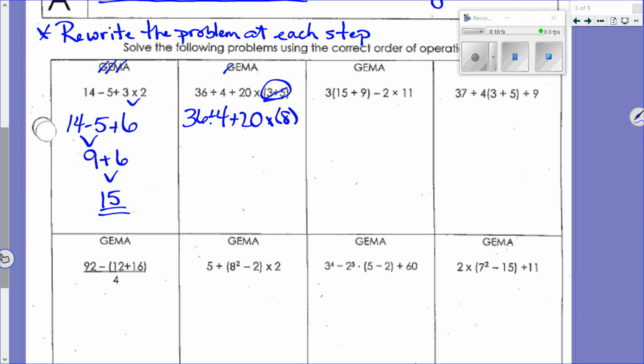So grouping is done. Do I have any exponents? Nope. Do I have any multiplication or division? Yes. So then I go left to right. The first one I see is here. So I'm going to rewrite everything else. Plus 20 times 8. What is 36 divided by 4? 9. Then I cross that out. Do I have multiplication or division still? Yep, here. So I'll rewrite what else I have. 9 plus 20 times 8 gives me 160. Do I have any more multiplication or division? Nope. So now I just add 169.